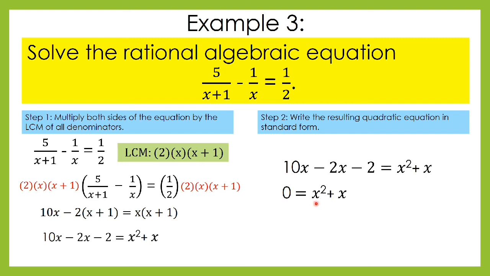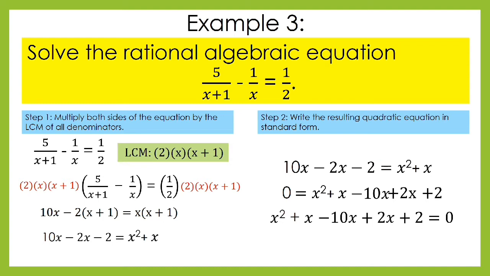0 equals x squared plus x. So, andun pa rin si x squared plus x. Ililipat natin si 10x. Kunin natin ang opposite ni 10x, that is negative 10x. Next, si negative 2x, ililipat natin. Ang opposite ng negative 2x ay positive 2x. So, we will add 2x. And then, negative 2, ililipat natin. Ang opposite ni negative 2 ay positive 2.